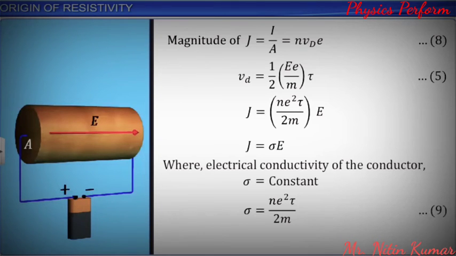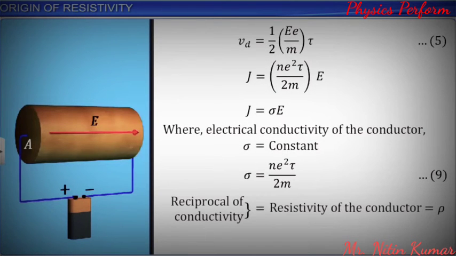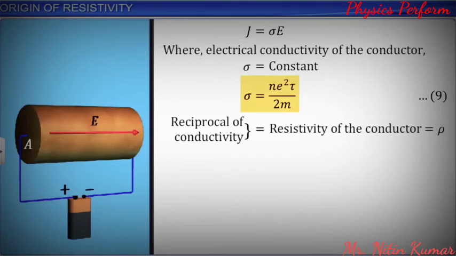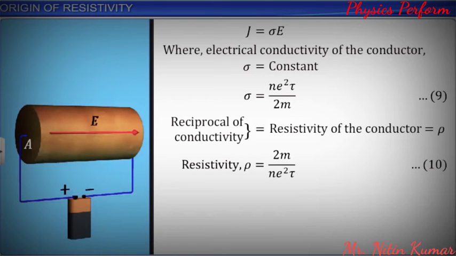The reciprocal of conductivity is called the resistivity of the conductor. It is denoted by the Greek alphabet ρ. From equation 9, resistivity ρ is equal to 2m by n e square tau. Let this be equation 10. For a given material, n remains constant. The mass m and charge e of an electron are also constants.